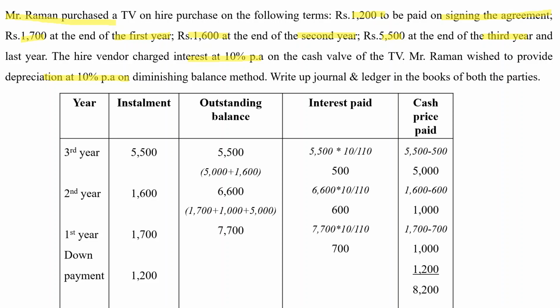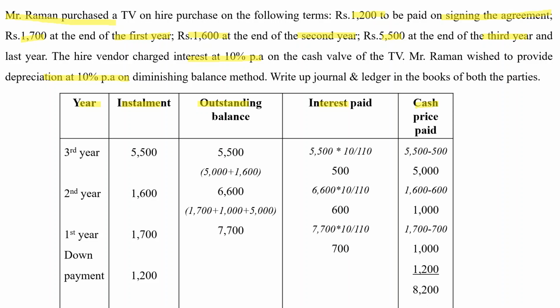So let us see how to calculate interest. I have uploaded another video which explains how to calculate interest under various methods. The link I have given in the description box. Go watch that video for a better understanding. Okay, for calculation of cash price, I have provided a table which has 5 columns: year, installment, outstanding balance, interest paid and cash price paid.